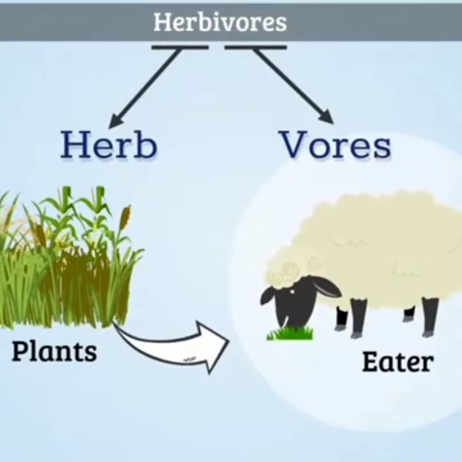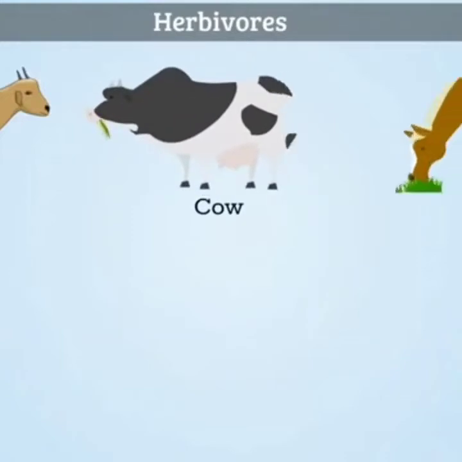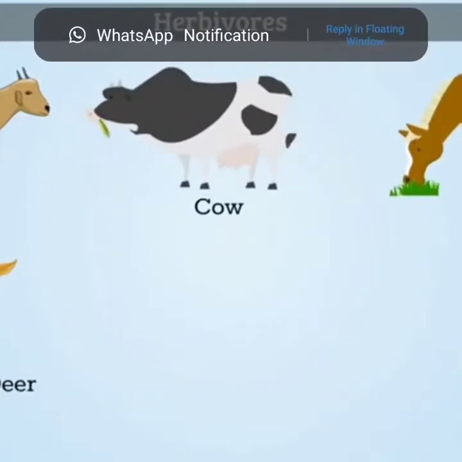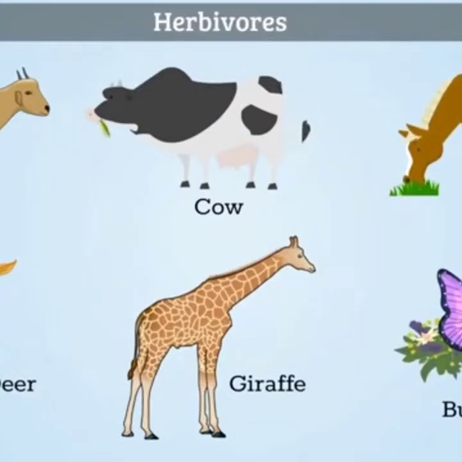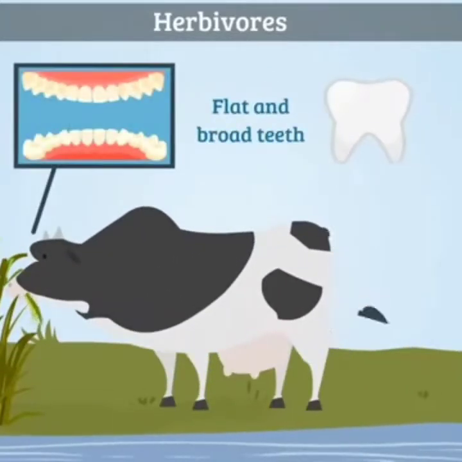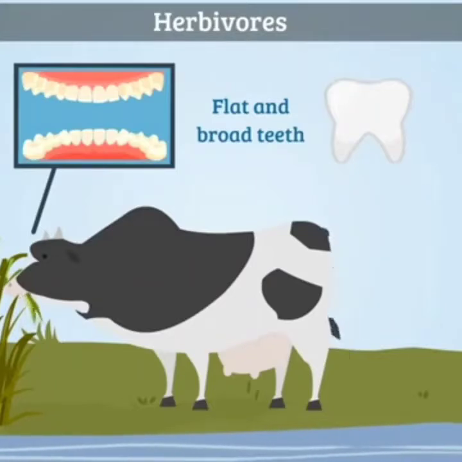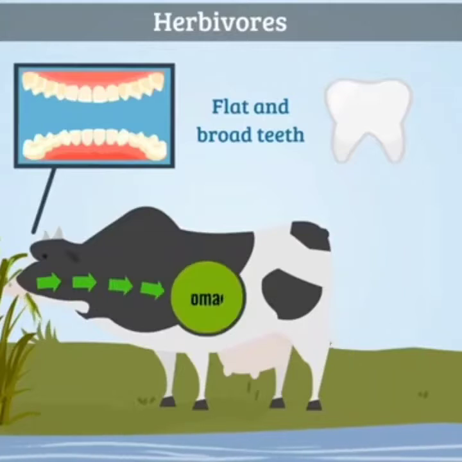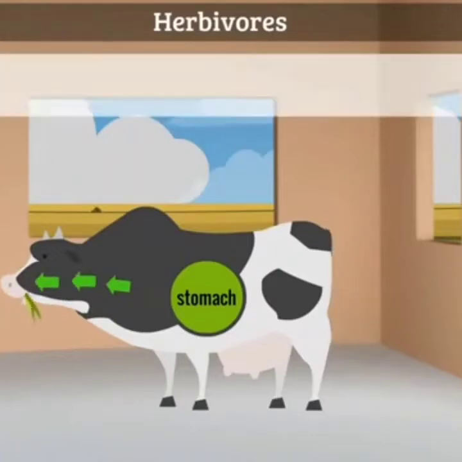For example, cow, goat, deer, zebra, giraffe, and so many. Now they have very strong teeth for grinding the food and sharp front and broad teeth for biting and cutting the food. This is because plant food needs to be chewed a lot, as it is very rich in a substance called cellulose, which is very difficult to break down, and cellulose is present in grass.